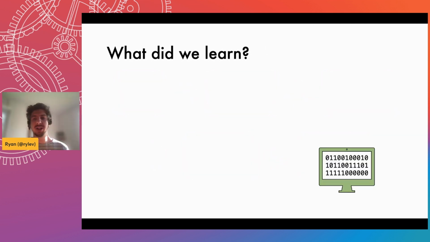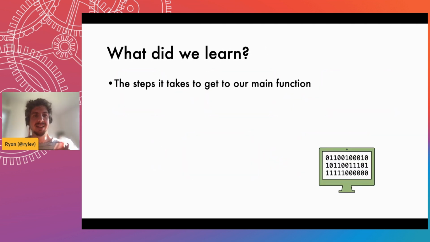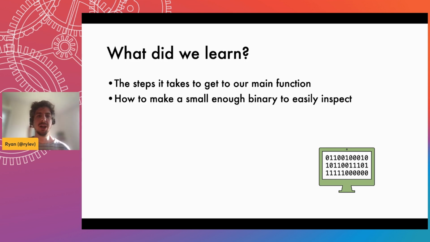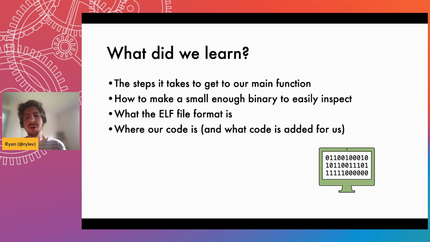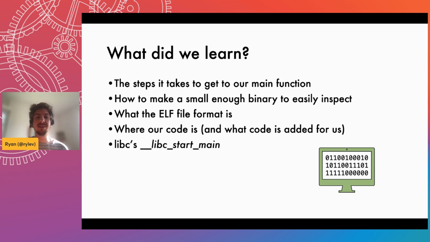Okay, so what did we learn today? We've learned quite a bit. We've learned all the steps that it takes to get to our main function that we just went through. We learned how to make a small enough binary to easily inspect, because if we do a bigger binary, we're just going to be going through a whole lot more data, and it's all the same thing, it's just harder to work with. We've learned a little bit about the ELF file format. We've learned where our code is and what code is added for us on behalf of the compiler and the linker. We've learned about libc's __libc_start_main.